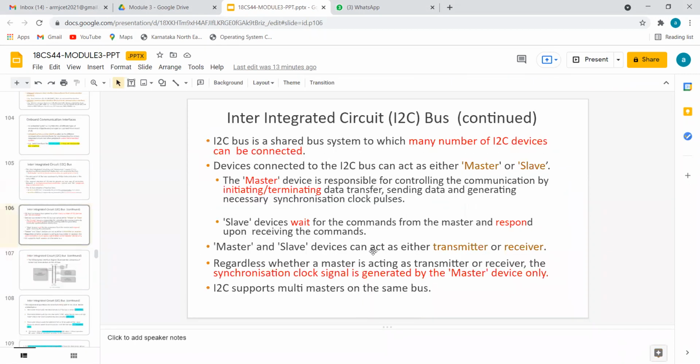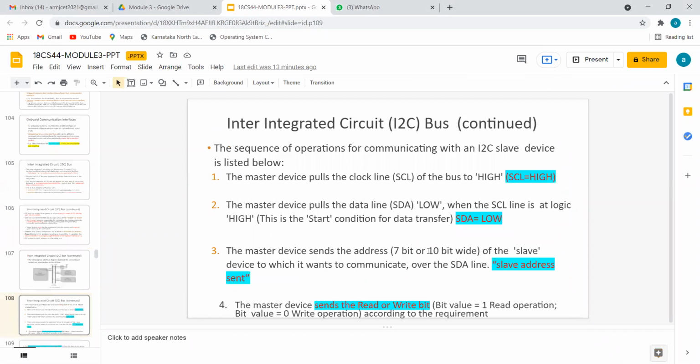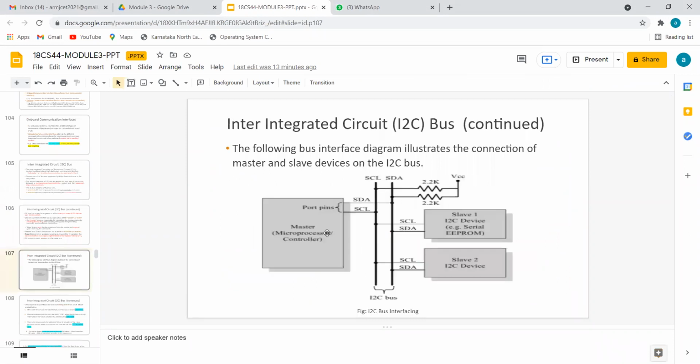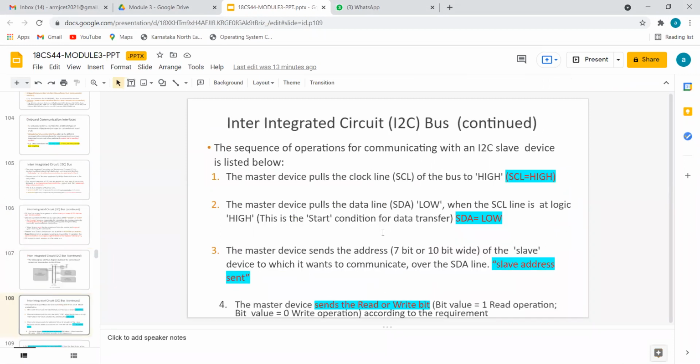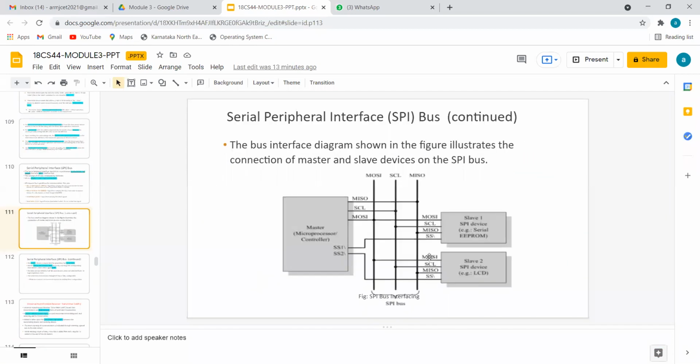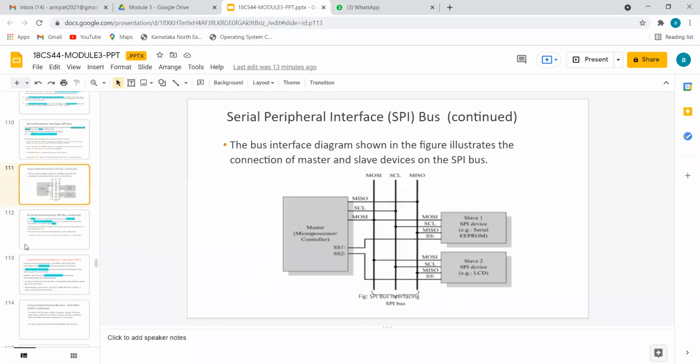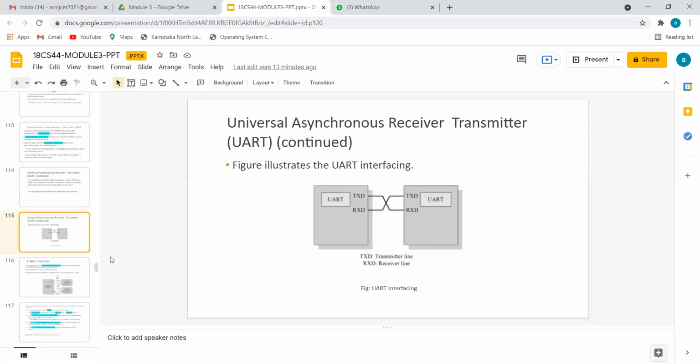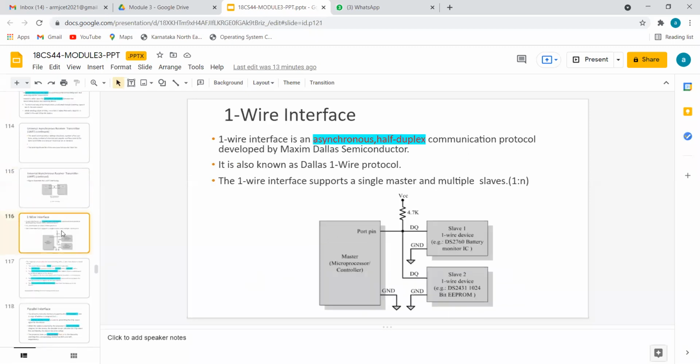Please remember all the diagrams, whatever you have studied or understood here. In examination, you may get a question like explain I square C protocol or SPI bus interface protocol, like that. So you should be able to remember and explain this. This is a UART. Okay, fine.